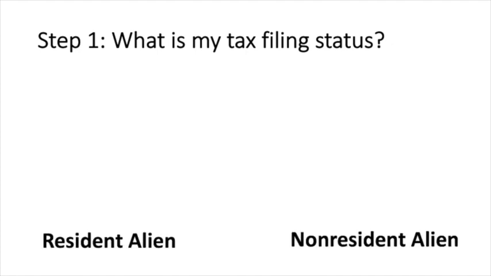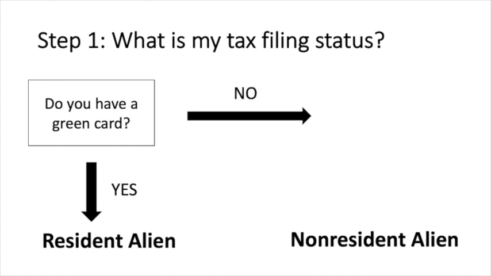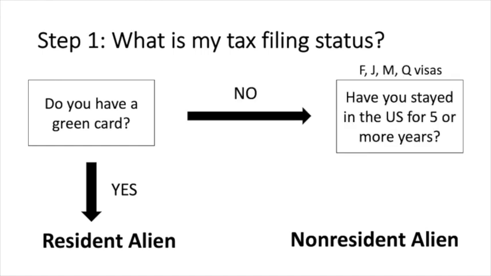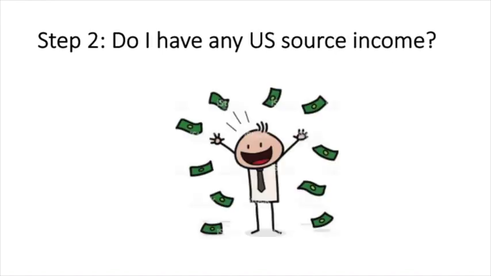There are 2 possible options. If you have a green card, you are a resident alien. If not, you can ask yourself, have you stayed in the US for 5 or more years? This applies to people on F, J, M, and Q visas. And if yes, you are likely a resident alien. And if not, if you've been in the US for less than 5 years, then you are a non-resident alien.